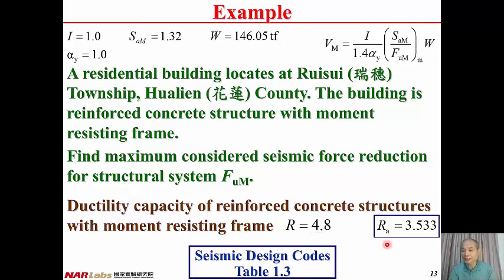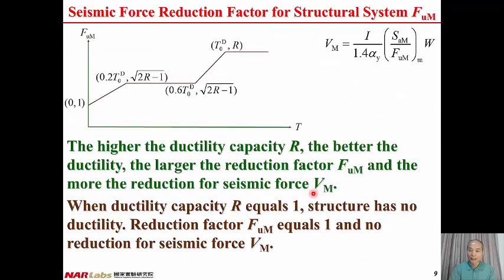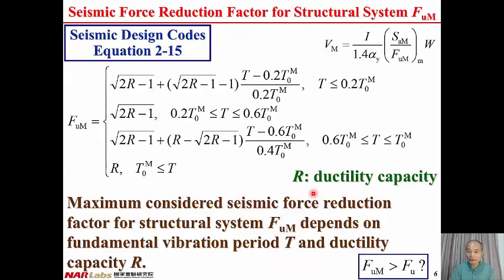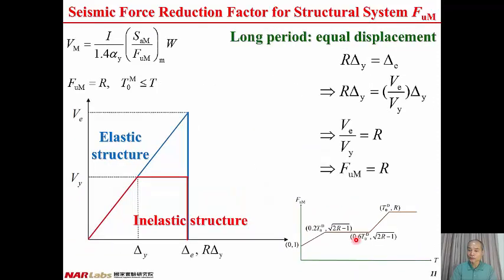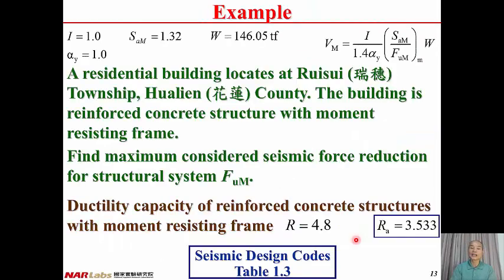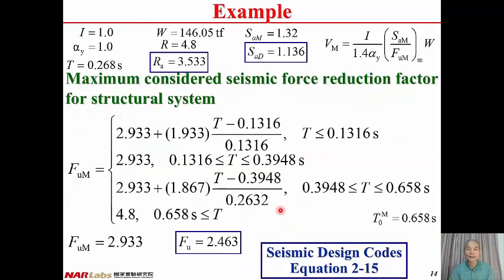And from previous lecture, we have RA equal to 3.533. Therefore, in this case, R is larger than RA. And we have a question here. Is RA less than R, or R greater than RA? For this case, it is true. R is greater than RA. And then we go back to the example.